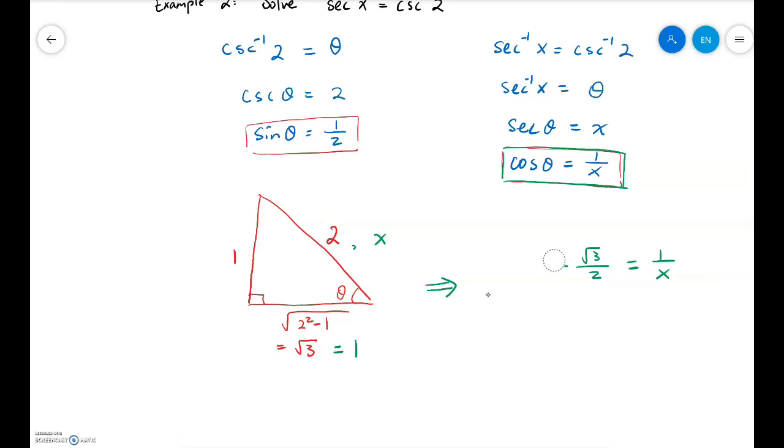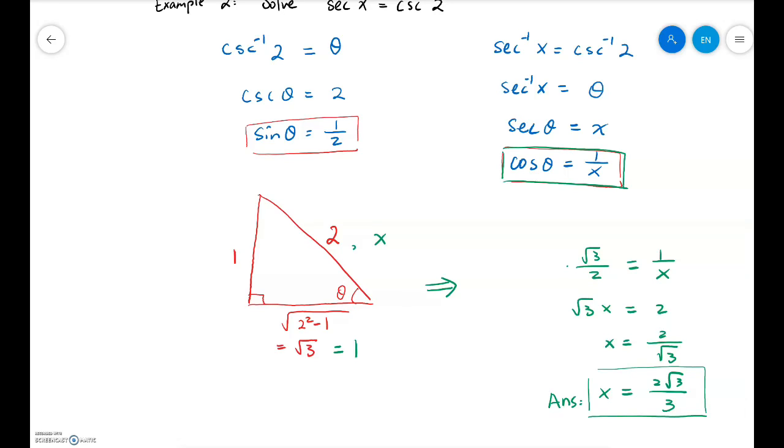Okay, so now I'm going to work with cosine of theta. Square root of 3 over 2 equals 1 over x. Solving for x, I get square root of 3 times x equals 2, so x equals 2 over square root of 3. Rationalizing the denominator, x equals 2 square root of 3 over 3. And that is the answer.